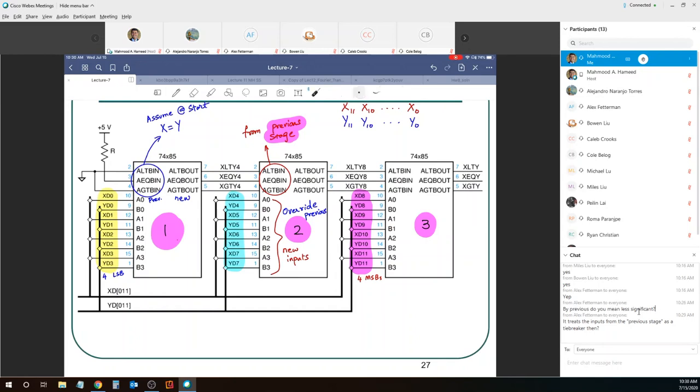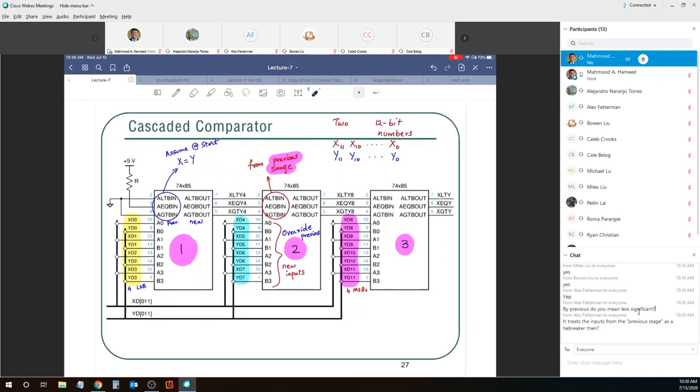And similarly, the last stage, stage 3, will get inputs from the previous stage, which is stage 2, but depending on the new inputs, which in this case are the 4 most significant bits, that will override the previous ones to generate new outputs, which will let us know whether x is less than y, x is equal to y, or x is greater than y.